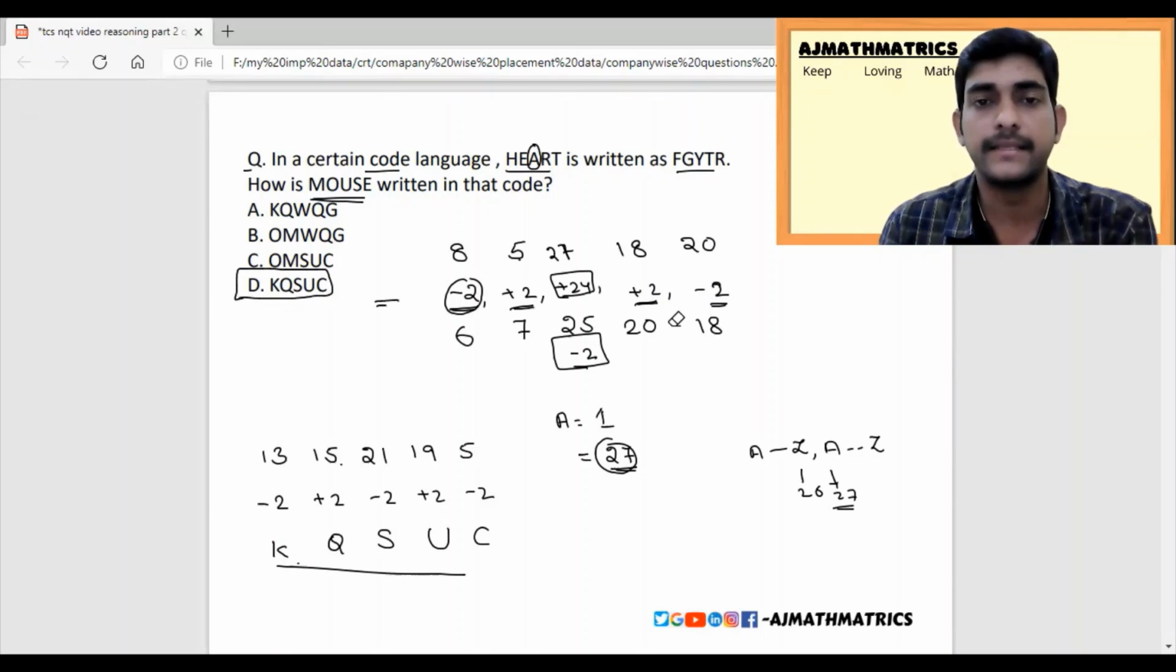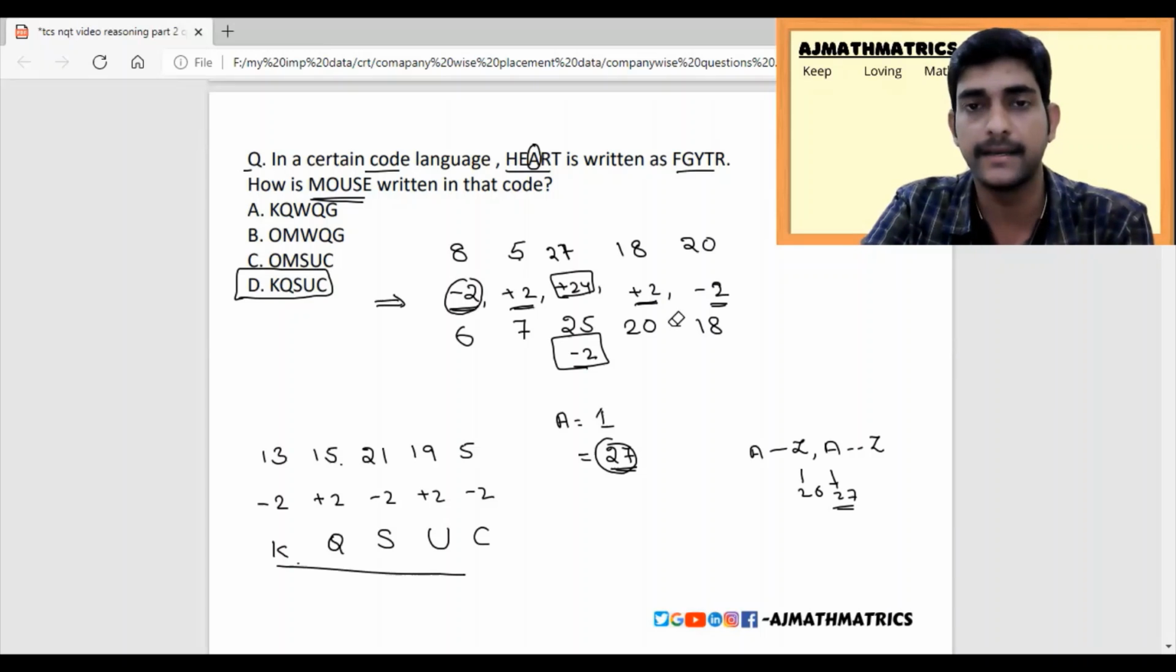And be clear, this logic varies from question to question. Here in this question, the logic is minus 2, plus 2, minus 2, plus 2. Hope I am clear. Let's go with the next question.